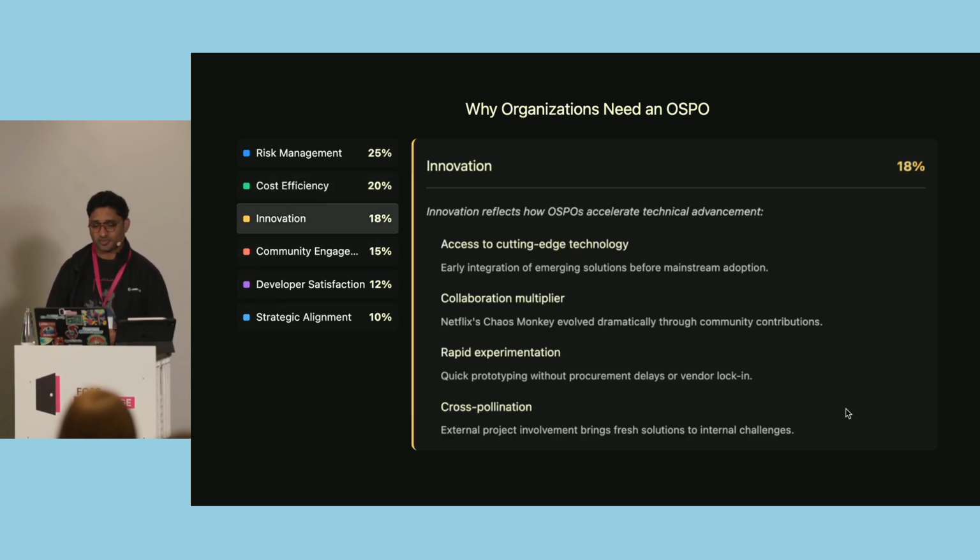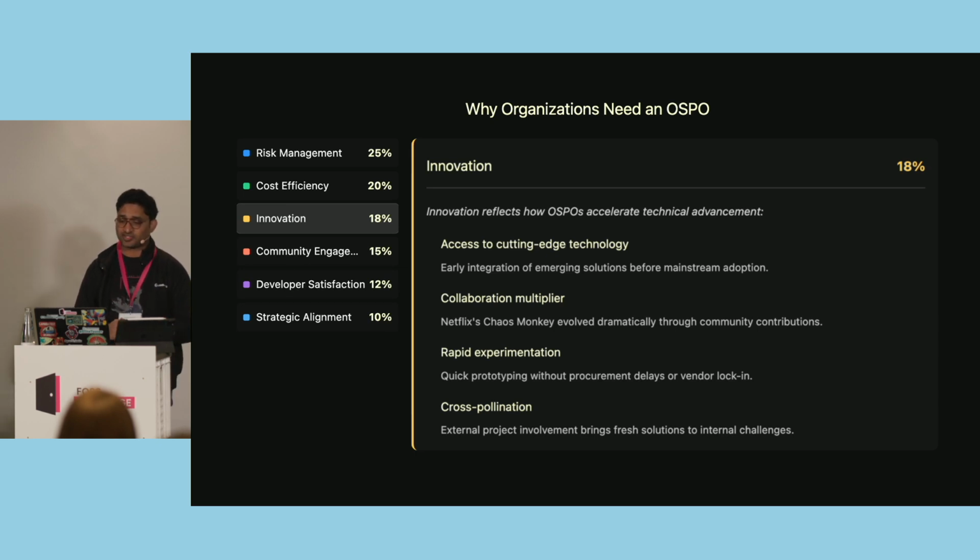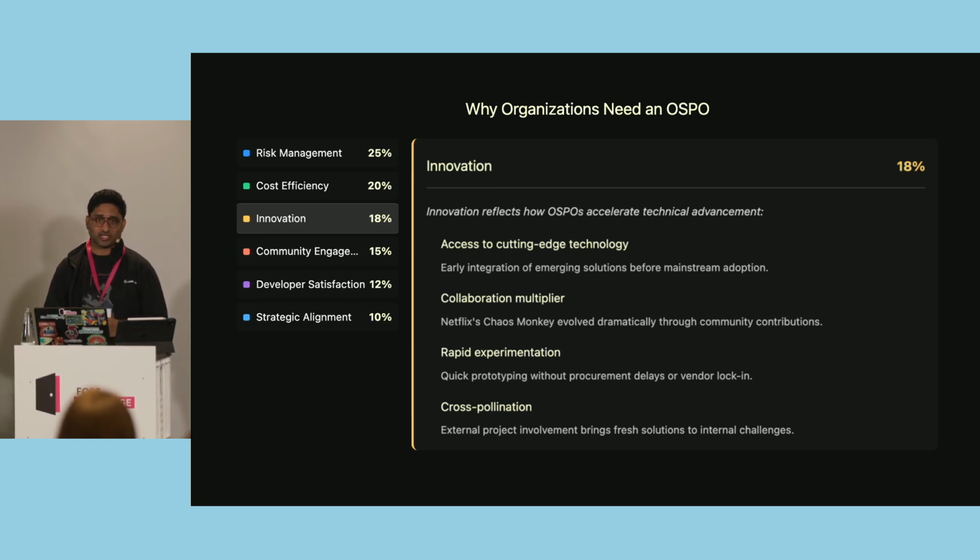And the third segment is innovation. Innovation reflects how OSPO accelerates technical advancements. First, access to cutting-edge technology. Having an open source team helps the internal teams in the organization adopt the latest technologies or open source solutions for their projects. Second, the collaboration multiplier.